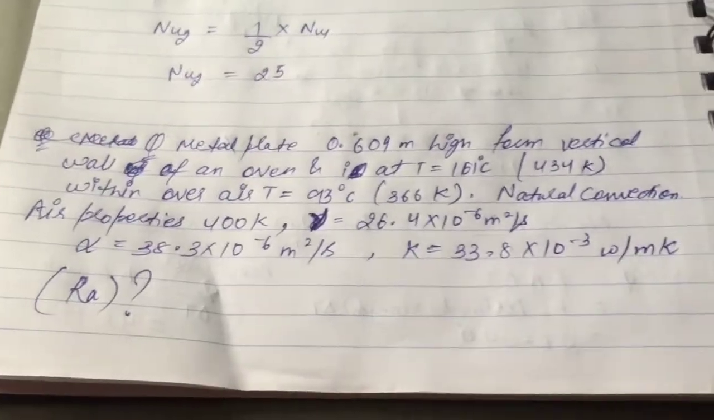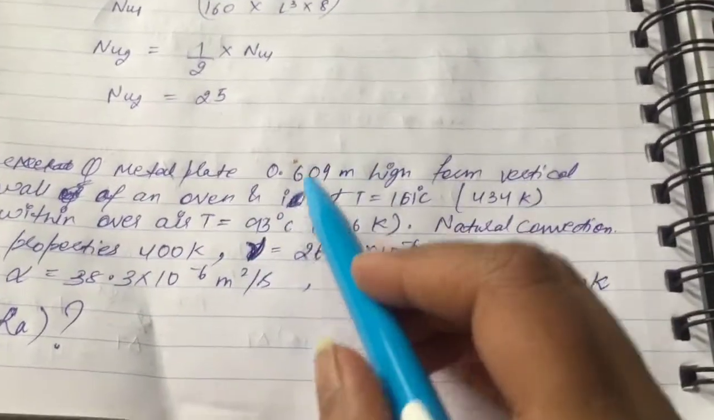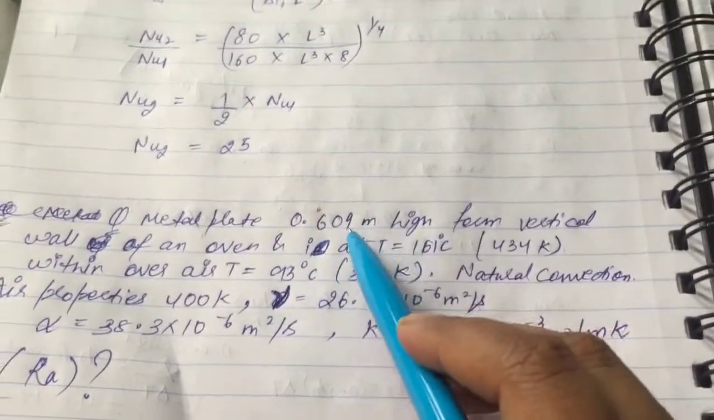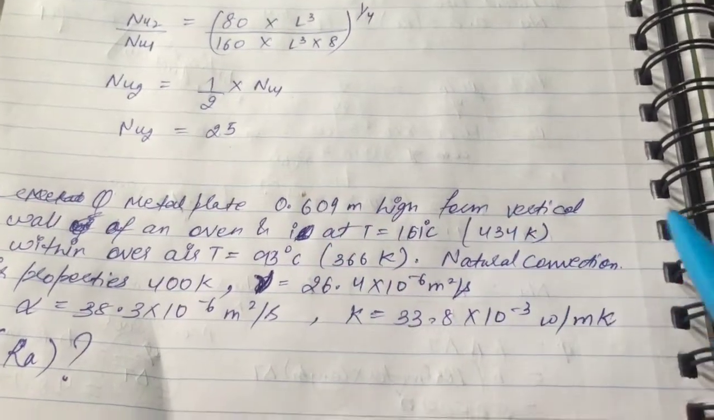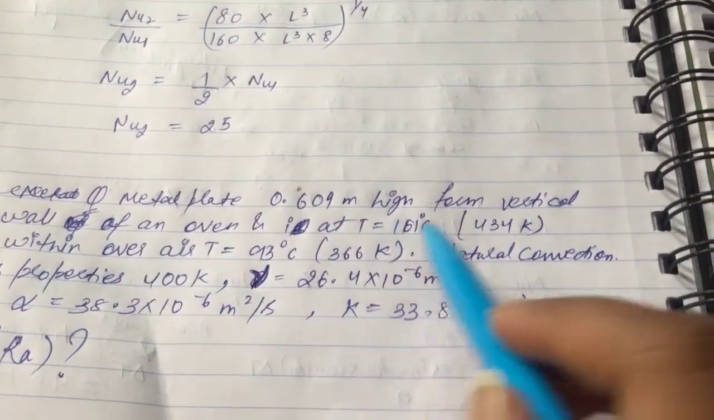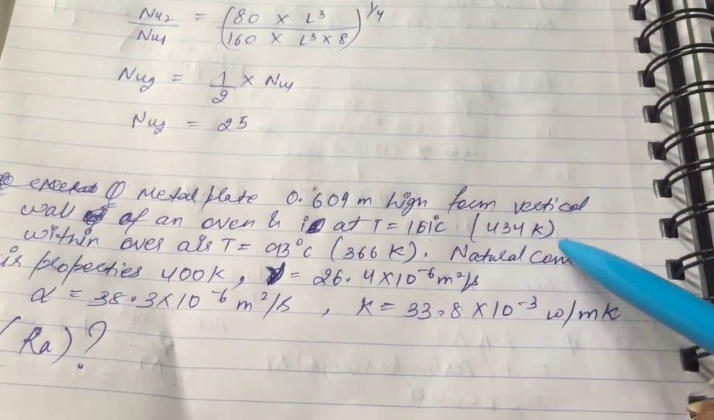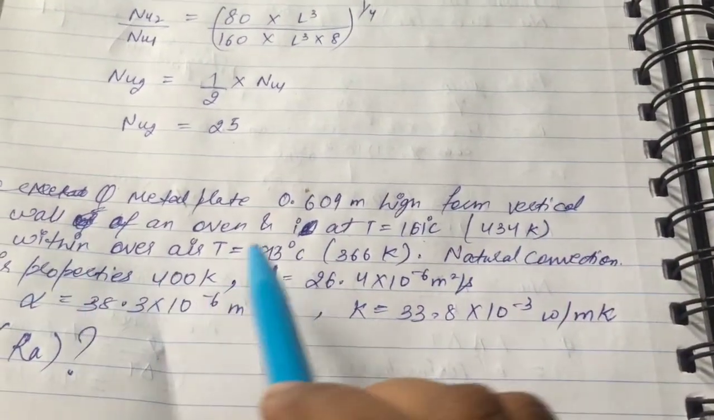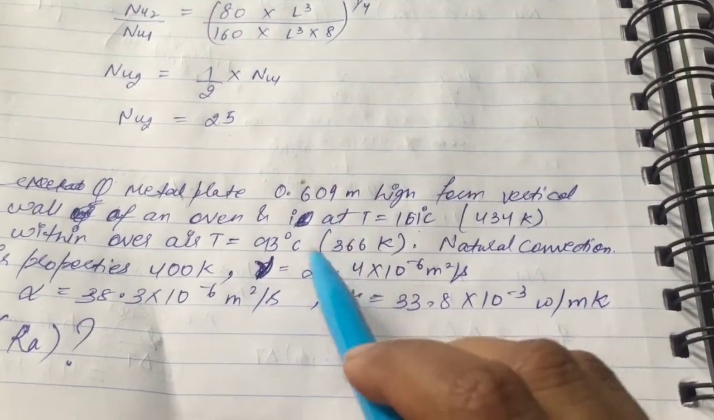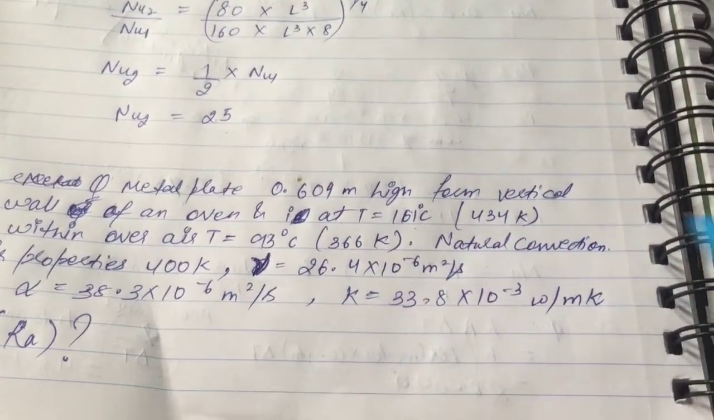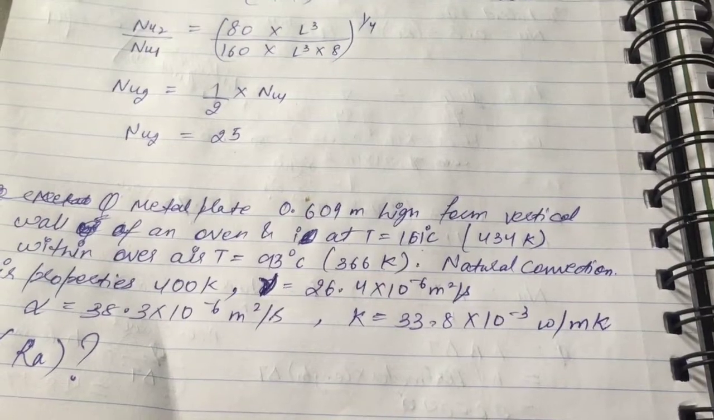Next question is a metal plate of 0.609 meter height forms a vertical wall of an oven and is at temperature 161 degrees Celsius, which is equal to 434 Kelvin. Within the oven, air temperature is 93 degrees Celsius, that is 366 Kelvin. Natural convection is taking place.